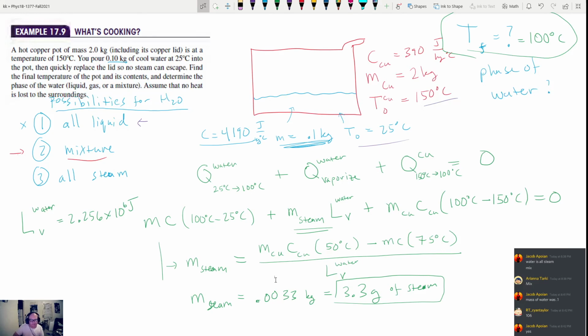Yeah, so it is possible that this is wrong too, but in this case it worked out. We got a positive answer, and the number we got is actually pretty reasonable. This is less than the mass of water, which is good. If we got an answer that was bigger than the mass of water, that would have been a problem.